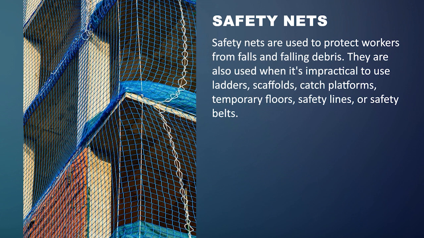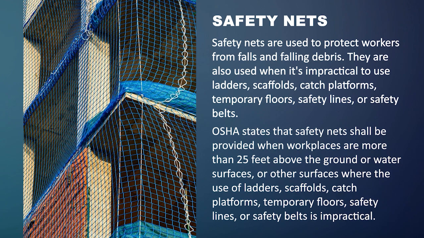They're also used when it's impractical to use ladders, scaffolds, catch platforms, temporary floors, safety lines, or safety belts. OSHA states that safety nets shall be provided when workplaces are more than 25 feet above the ground or water surfaces, or other surfaces where the use of ladders, scaffolds, catch platforms, temporary floors, safety lines, or safety belts is impractical.